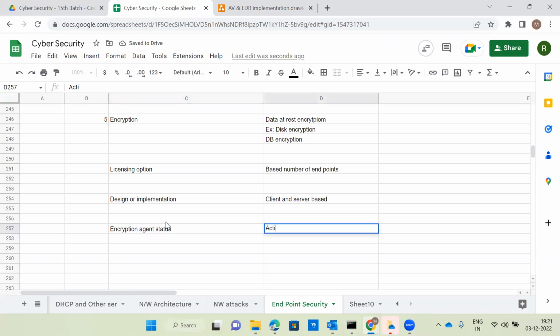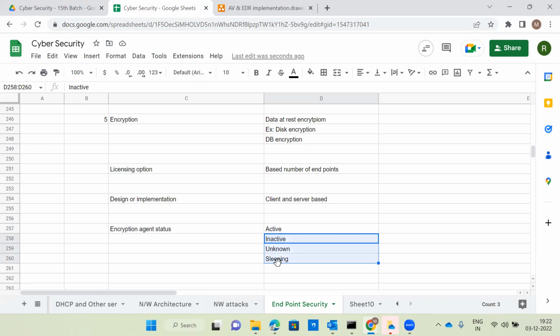So the encryption agent statuses are: active, inactive, which we saw this morning, unknown, and sleeping. These are the different types of status. If it is active, our disk is encrypted and working fine, and there is no problem at all. If the agent shows any of the other statuses, we will get an alert notification and we have to see why it is inactive, unknown or sleeping, and so on. Then we have to troubleshoot the reason behind that activity.